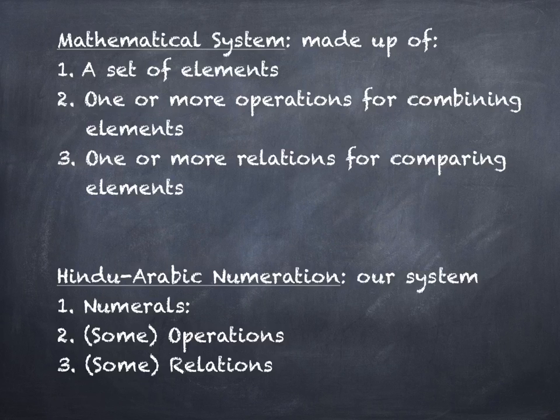So a mathematical system is made up of three things. The first is the elements that we use in the system. The second one is the operations that allow us to combine elements. And then the third one is the relations that allow us to compare elements to one another. So jot those down.